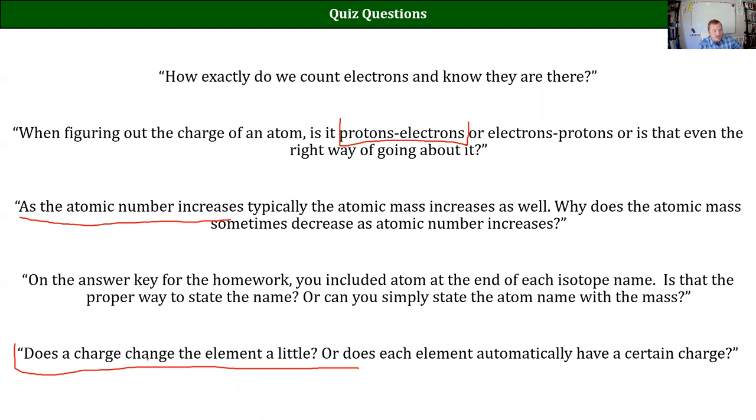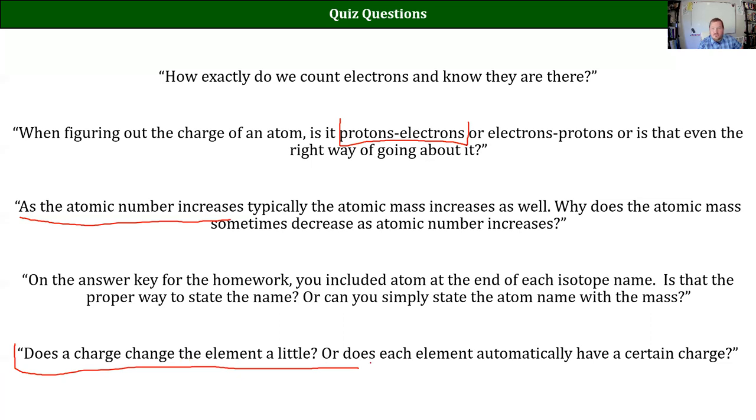And the charge changes how an atom will act, how it responds to magnetic fields, how it sticks to other charges, but it doesn't change what element it is. So it changes the behavior of an atom, depending on what the charge is, but it doesn't necessarily change what the element is. I thought that was a good way of phrasing.